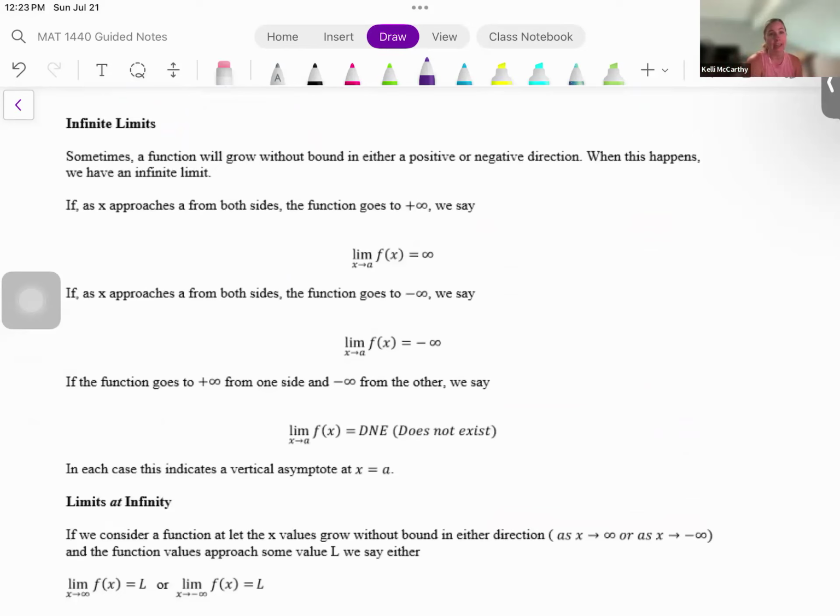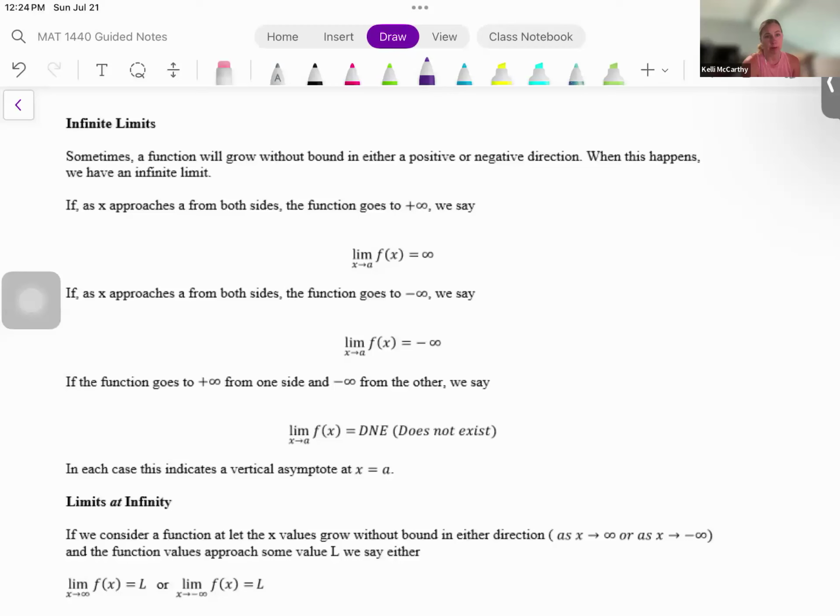Next, we're going to look at infinite limits and limits at infinity. Infinite limits are limits that are, in fact, infinity. Sometimes a function will grow without bound in either a positive or a negative direction. When this happens, we have an infinite limit.